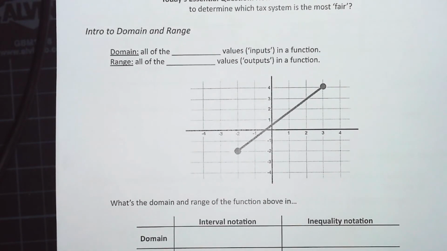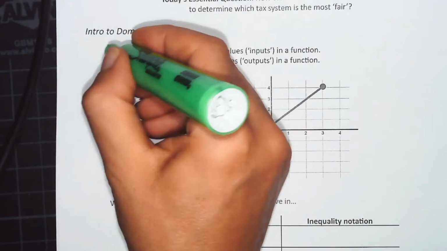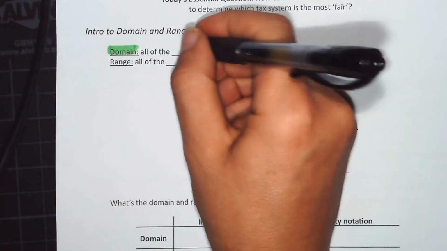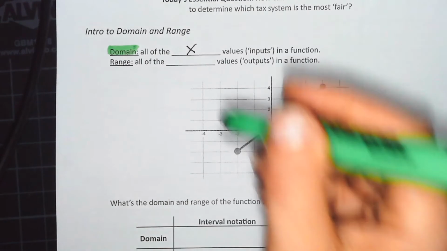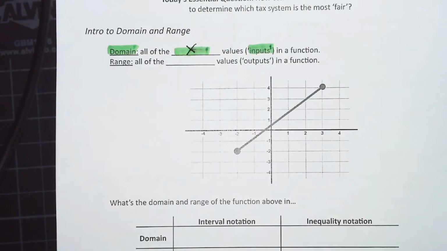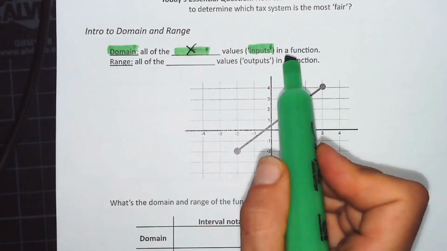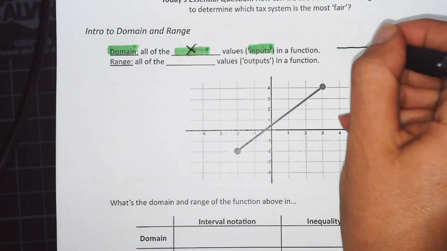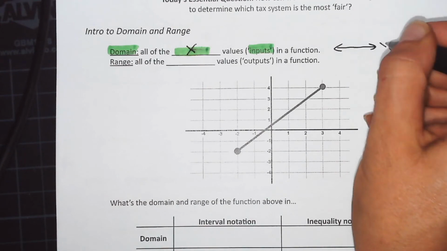So domain, I'm going to be using green for domain today. Domain is all of the x values, and remember that those x values are also our inputs. So when we think domain, we want to think x, we want to think input, and I want to add, you want to think the x-axis.